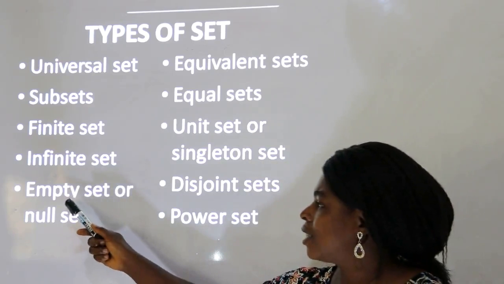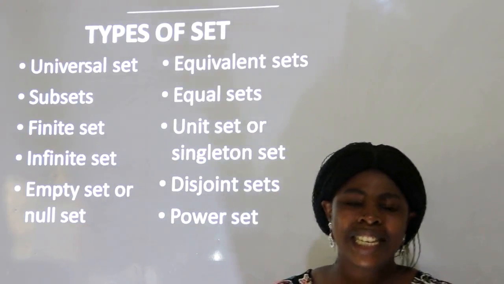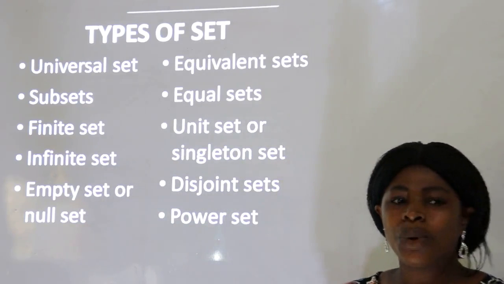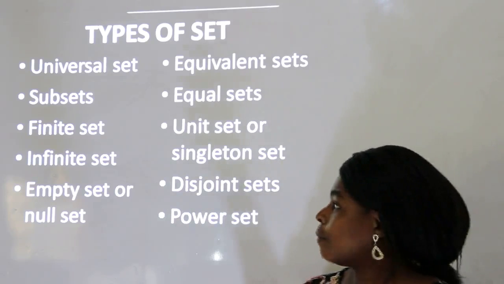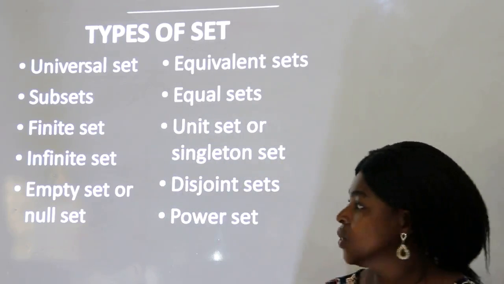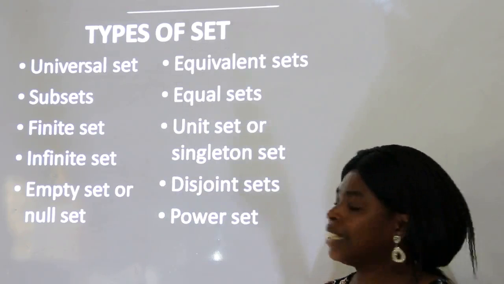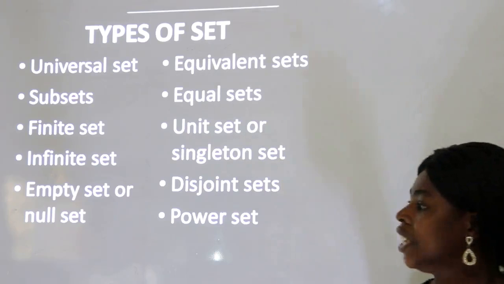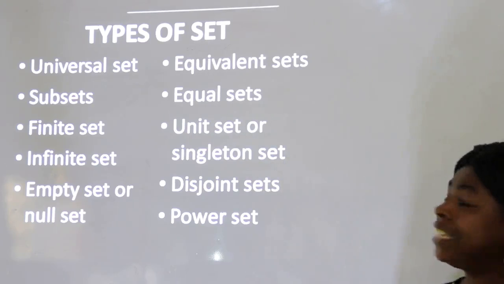Now, when you talk about the empty set or the null set, it's a type of set that is what? Is empty. It has no element in it. I will tell you more about these later. So it has no element. So if a set has no element in it, we call it an empty set, or we call it a null set.